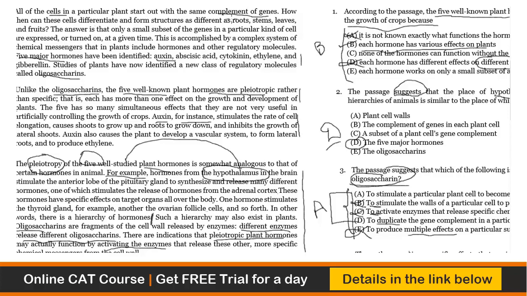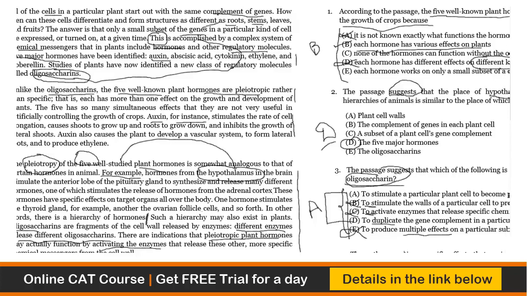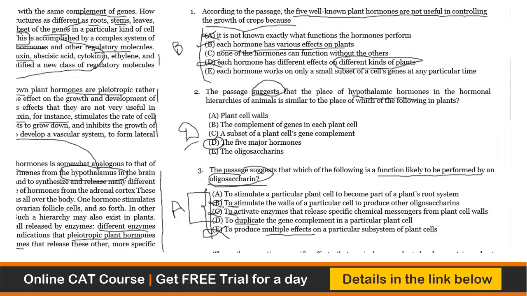That means if the plant wants to form roots, one specific set of genes would be turned on. If the plant wants to form stem, one set of genes would be turned on, and so on and so forth. And who does this? It is accomplished by a complex system of chemical messengers that in plants include hormones and regulatory molecules. So the turning on of the genes is accomplished by regulatory molecules and hormones. And oligosaccharin is a regulatory molecule. Regulatory molecules accomplish the turning on of the genes, and by turning on the genes, they form roots, stems and leaves. So oligosaccharin will indirectly play a role in forming roots, stems or leaves.